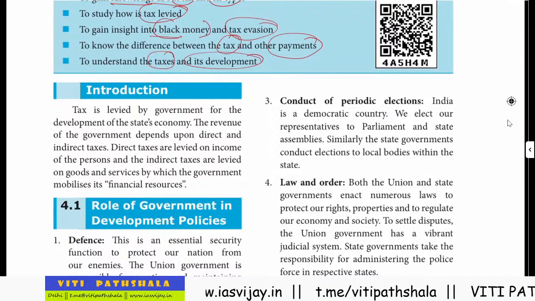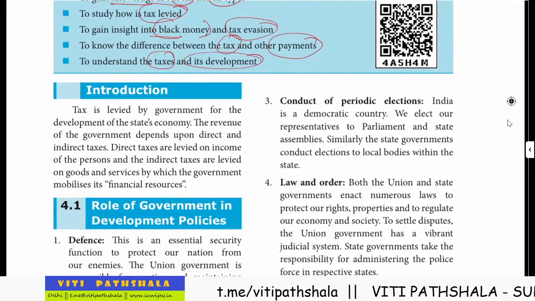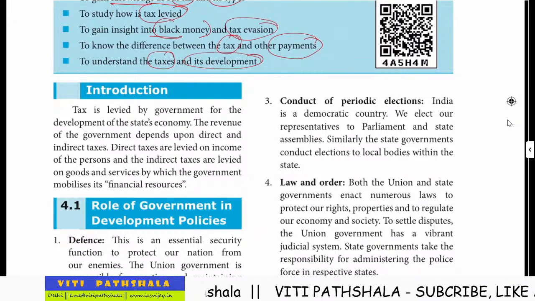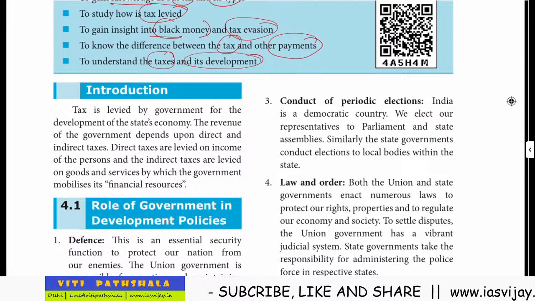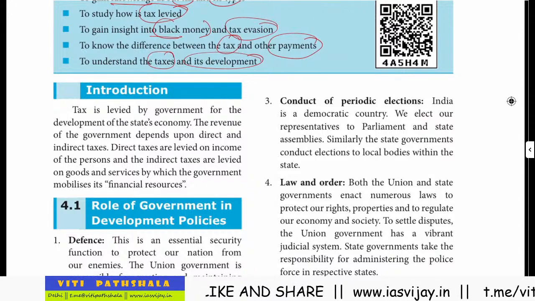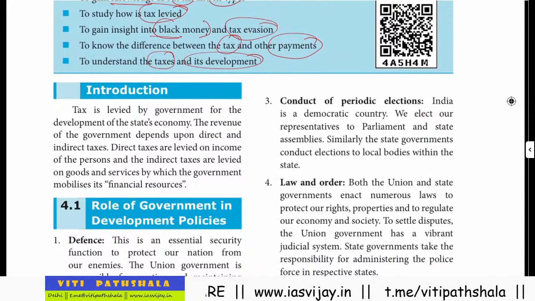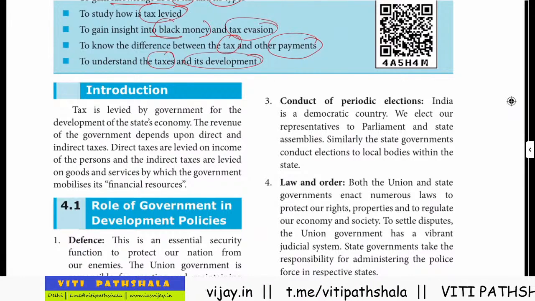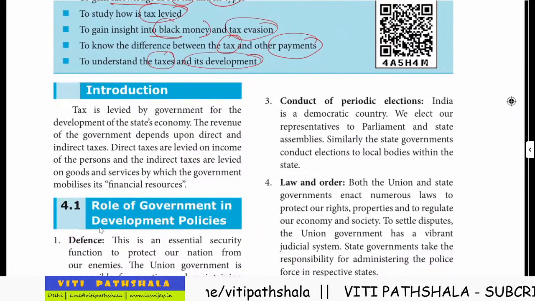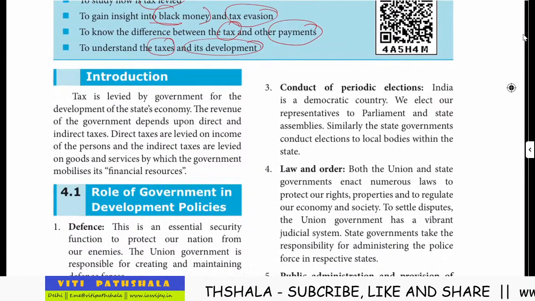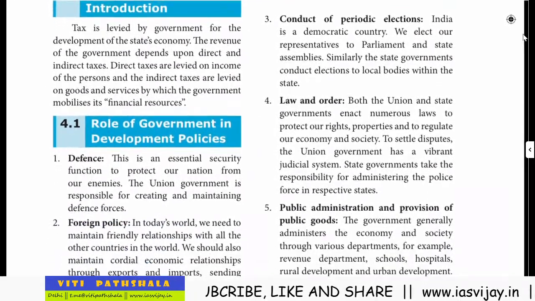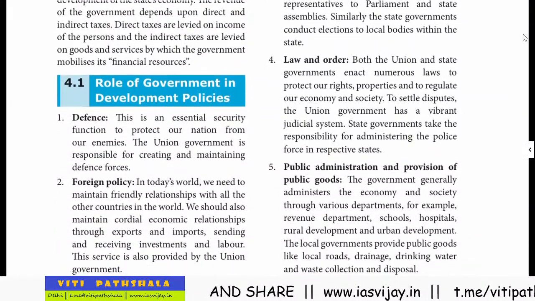Now direct taxes are levied on the income of the person, and indirect taxes are levied on the goods and services. So you have to remember the direct taxes and the indirect taxes. Other thing is that the means by which the government mobilizes its financial resources.